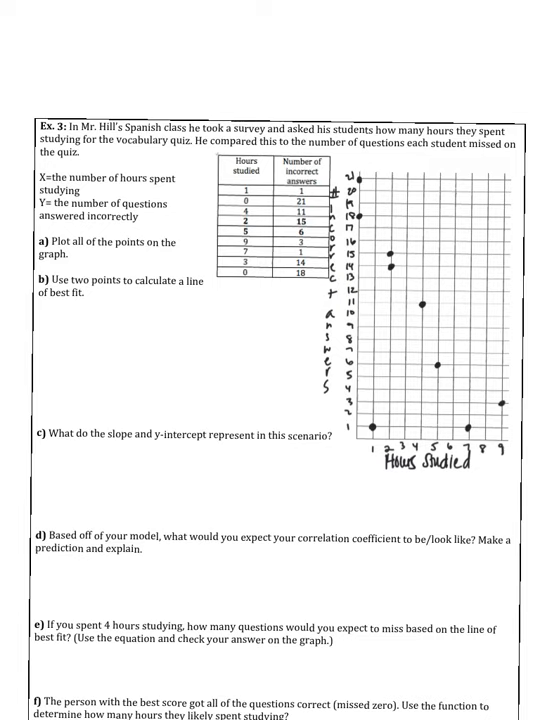So now we can move on to part B. It says use 2 points to calculate a line of best fit. Remember, your points do not necessarily have to be a part of the data set. They can be any points that you would like. And remember, easy points to use are always your y-intercept. So I'm going to pick 2 of them for us so that we can all be on the same page. And we're going to draw a line of best fit through those 2 points.